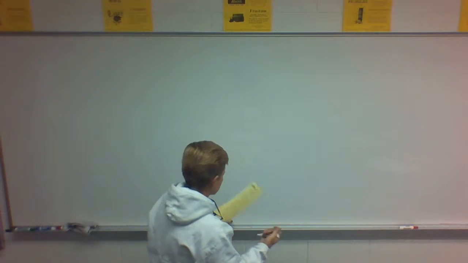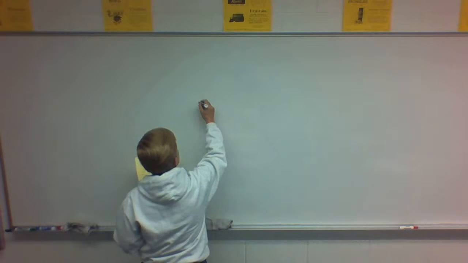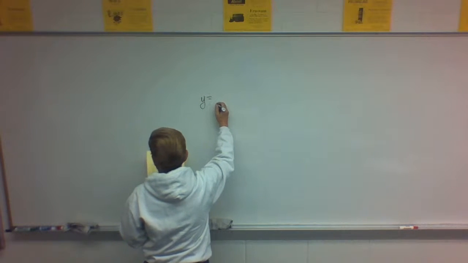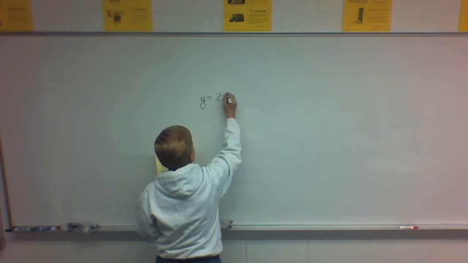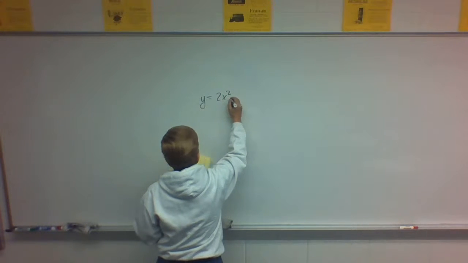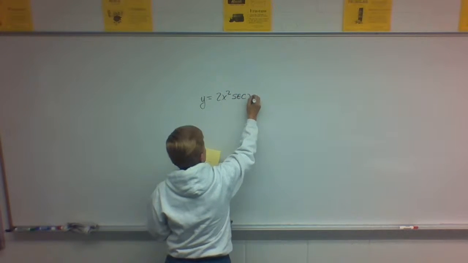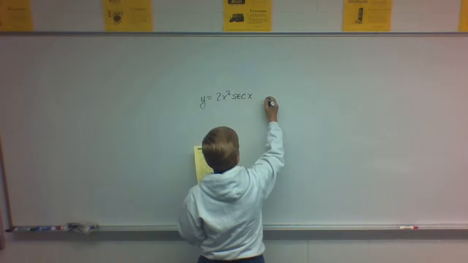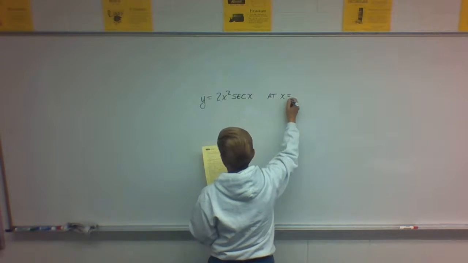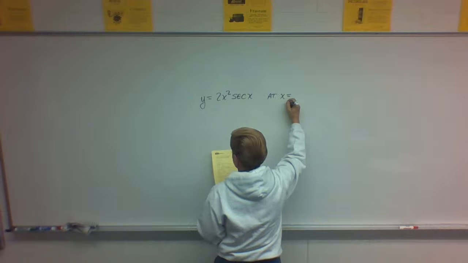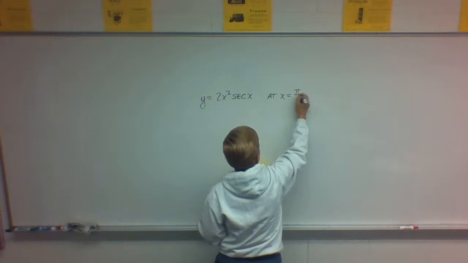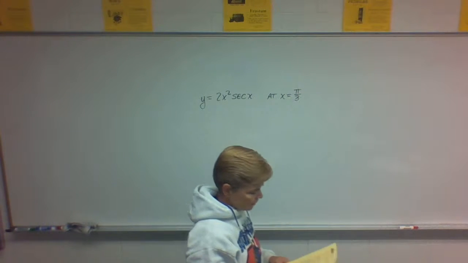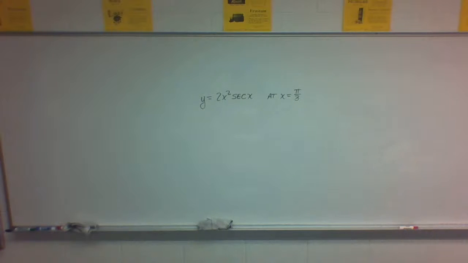So something like this. Y equals 2x squared secant x. Something like that at x equals pi thirds. And the instructions are, this is the information you get, the instructions are, find an approximate equation of the line tangent to the graph of y at pi thirds.